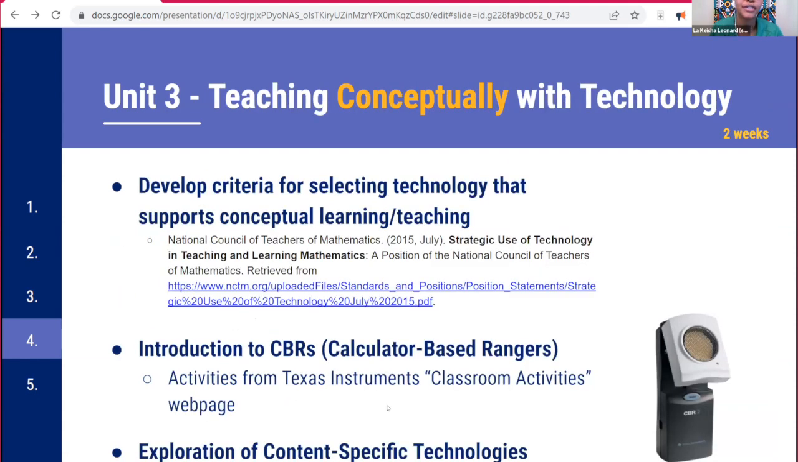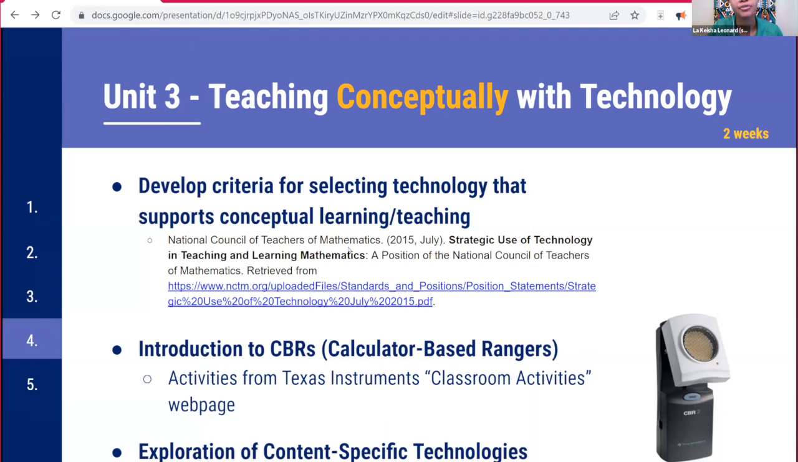And then as far as Unit 3, I keep it short for a reason, because they already know about the technologies. They already know about Desmos, Gizmos. And so I try to focus in on the criteria, because for some people, they'll get on Kahoot and say, oh, I use the technology to help my students learn conceptually. And you're like, but what did it do? It didn't enhance their learning.